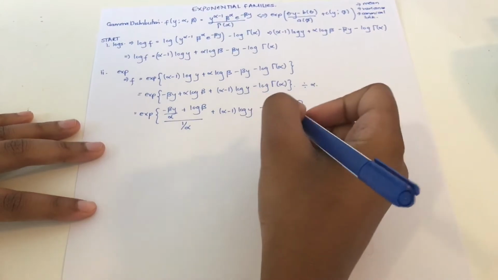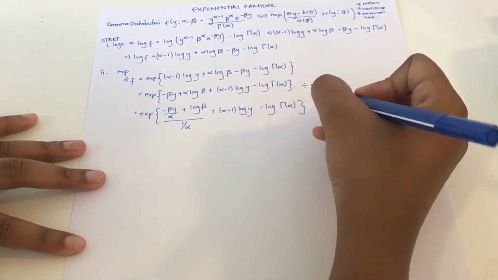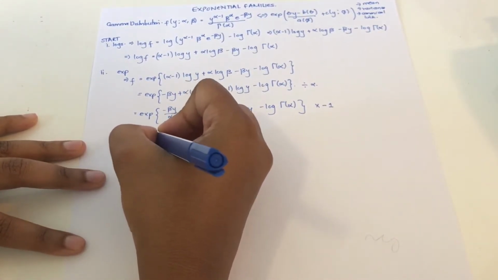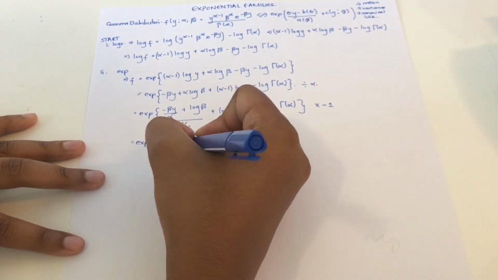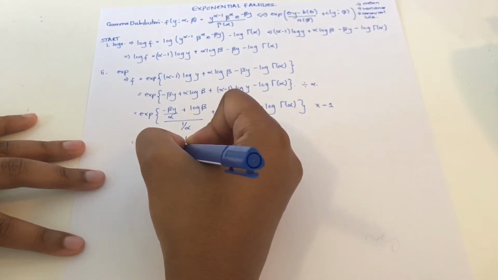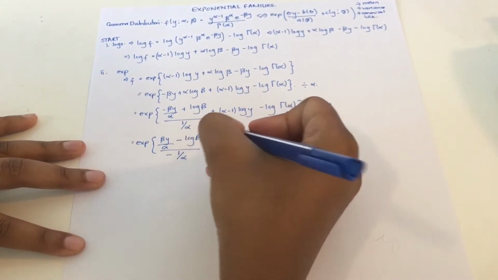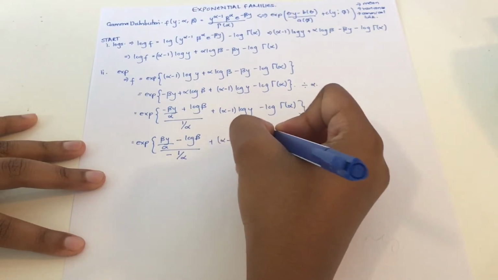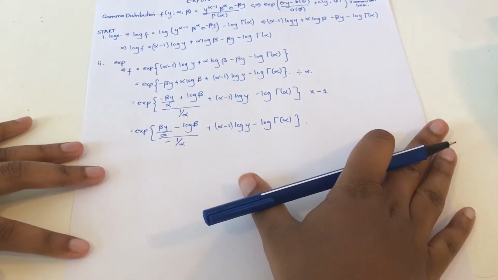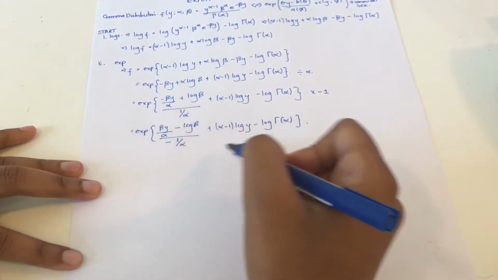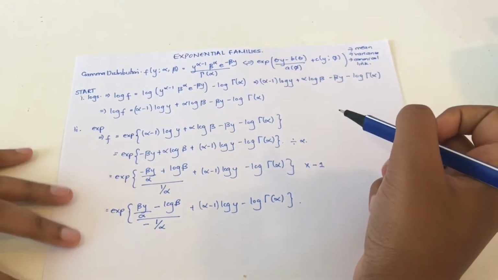So I would encourage you to take this really slowly to understand what's happening. And I want to remove that negative because it's not supposed to be there. So I will divide everything by negative 1, and I get exponential of beta y divided by alpha minus log beta divided by negative 1 over alpha plus alpha minus 1 log y minus log gamma function of alpha. Okay, so that kind of looks like the exponential family if you pause the video and just look at it really closely.